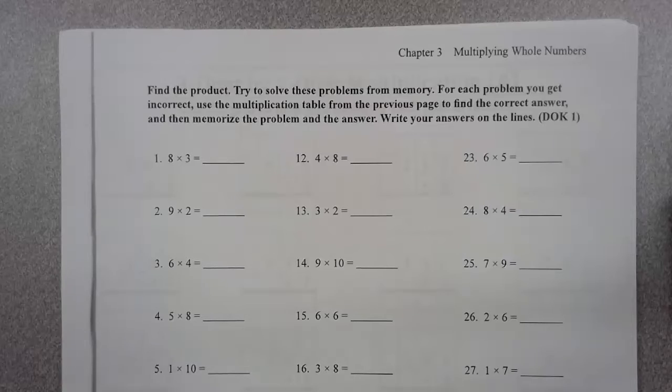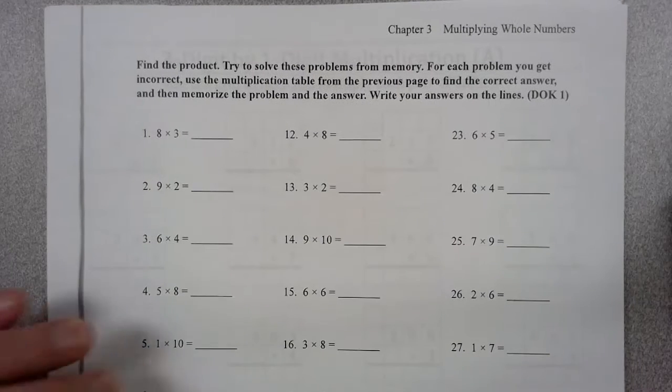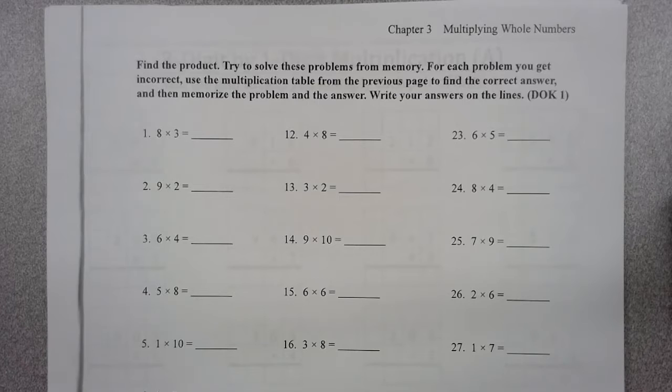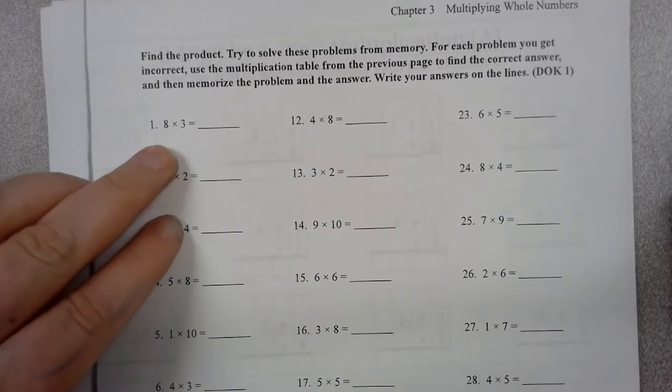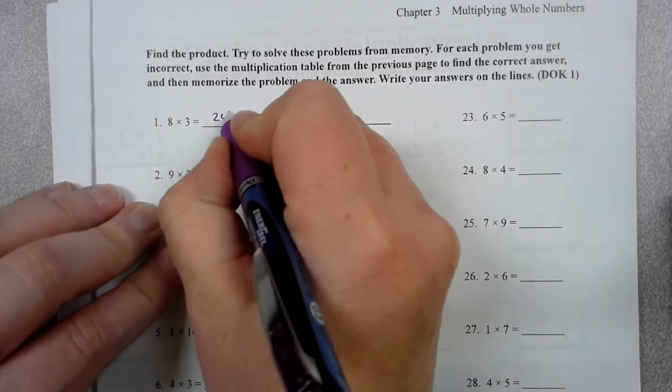Hey guys, so this is part two of the practice and problem solving for Monday. Okay, so this page right here, you should be able to do without me whatsoever, because all you're doing is finding the product of a single digit by single digit number. But I am going to ask you to do one thing. When you answer the question, like number one, it says 8 times 3, and you should put 24.